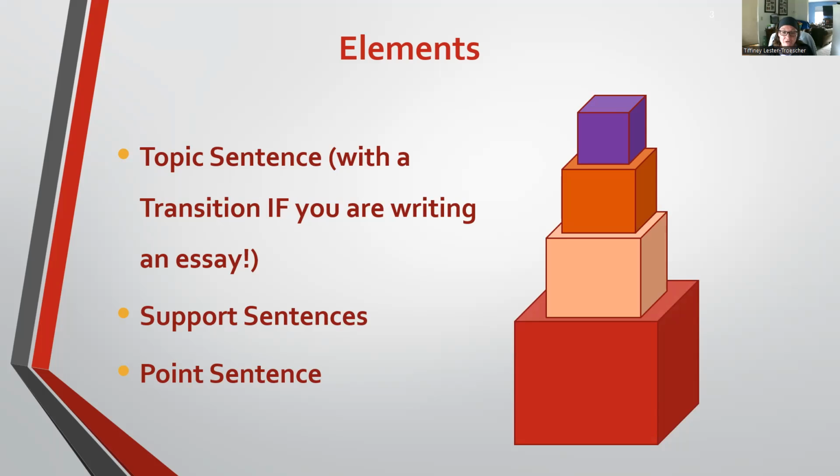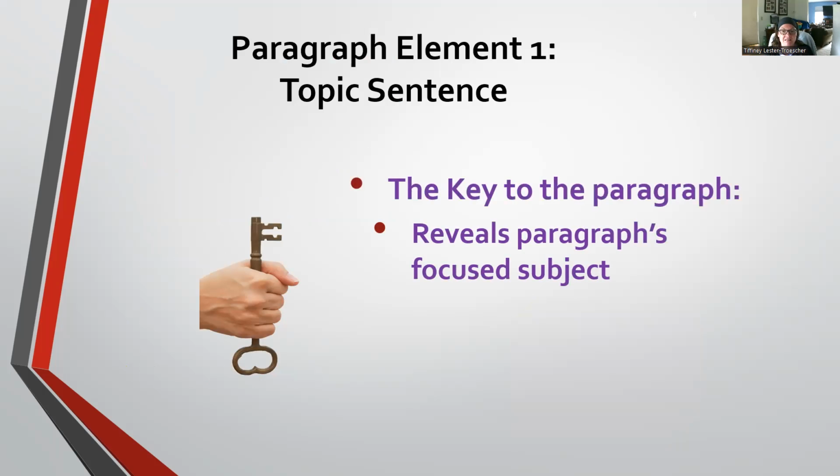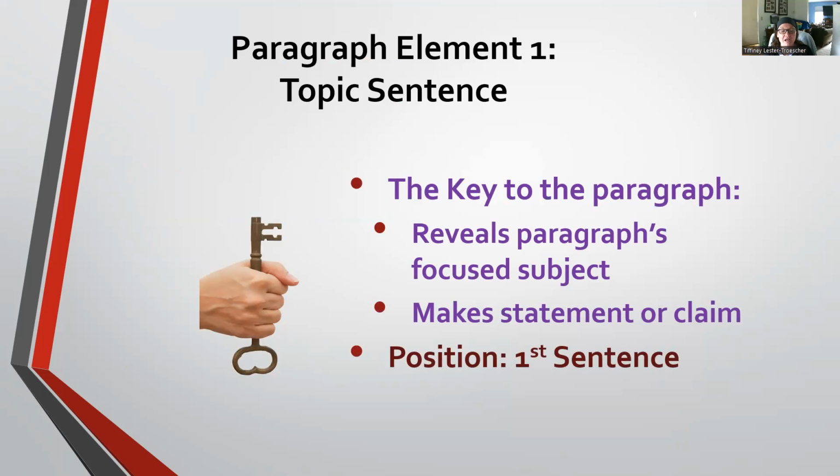The third element of a paragraph are the support sentences. That's the body of the paragraph, what takes up the most space in the paragraph. And then we have our point sentence, all right? That's our 4th element. So we're going to take a quick look at these elements and see what they're all about, all right? So our first element is our topic sentence. It is the key to the paragraph. It reveals the paragraph's focused subject, and it makes some sort of statement or claim. It is positioned as the very first sentence of the paragraph.